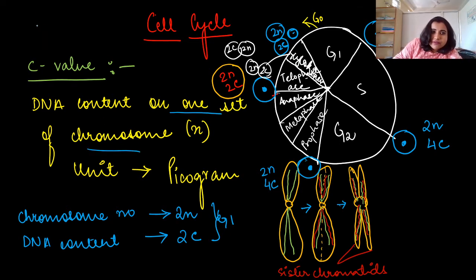C value means, suppose this is a chromosome, 46 chromosomes we have, right? Or we can say 23 pairs. So whatever the amount of DNA present in the chromosome, we call it C value, right? And its unit is picogram. It is measured in picogram.